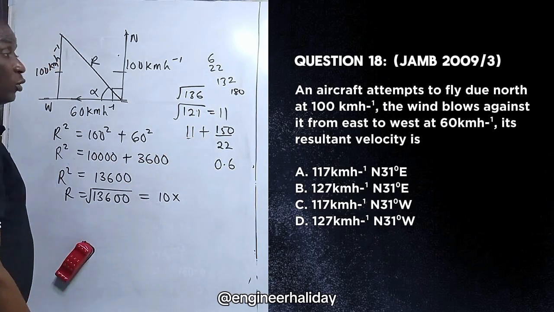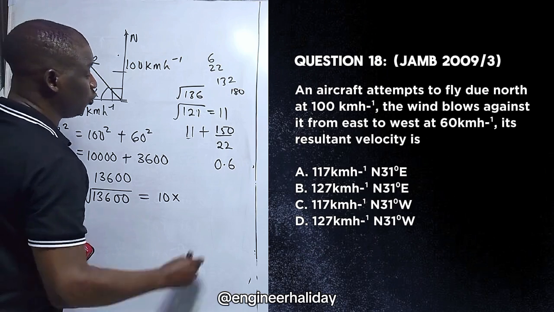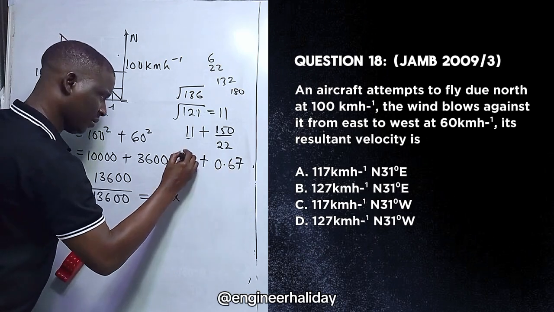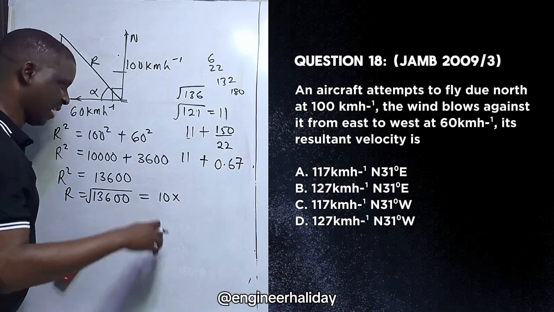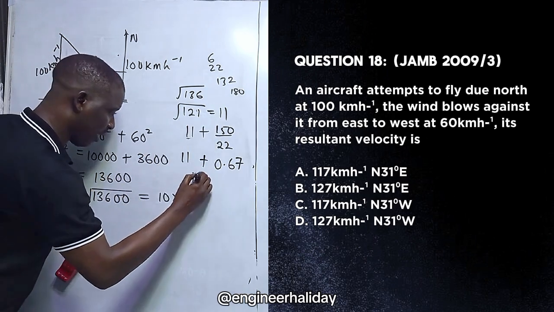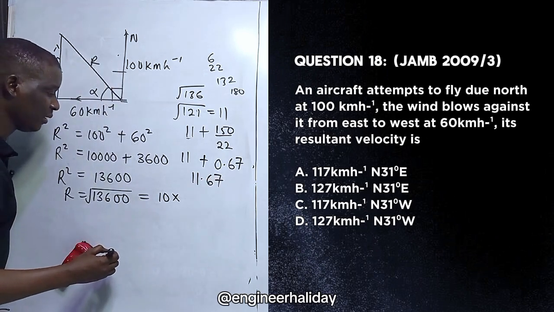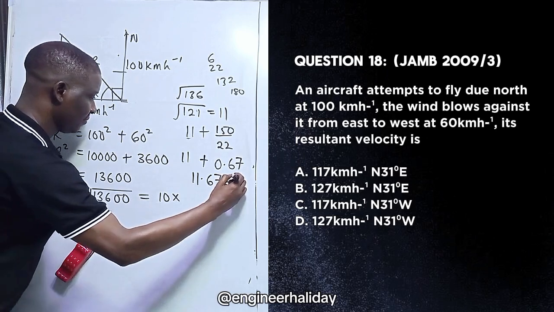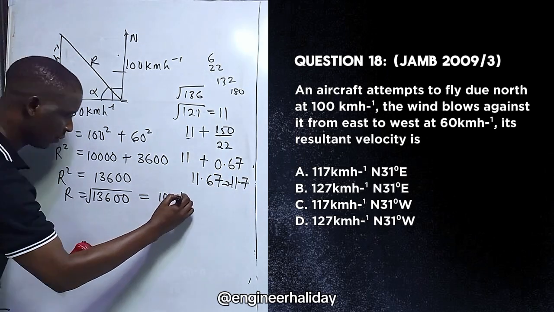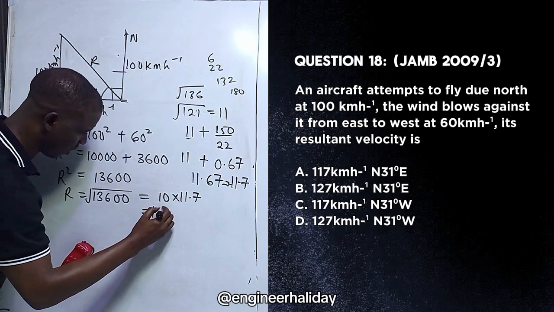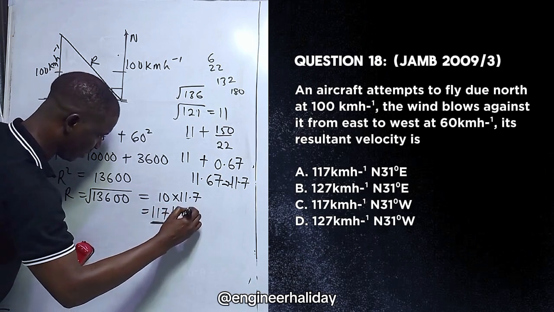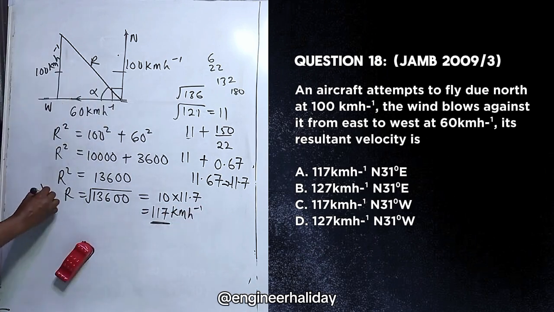Adding 0, we have 180. How many 22 can go in it? 7. So we have about 0.67 approximately. If you add it together, I would have 11.67, which is about 11.7. So our answer is approximately 11.7 kilometers per hour without a calculator. That is the resultant velocity, you can call it VR. So that is the final answer.